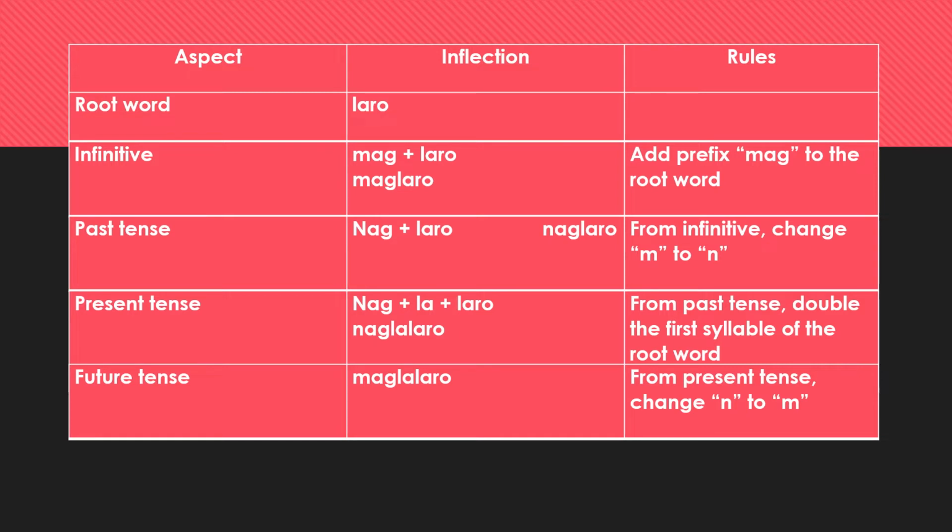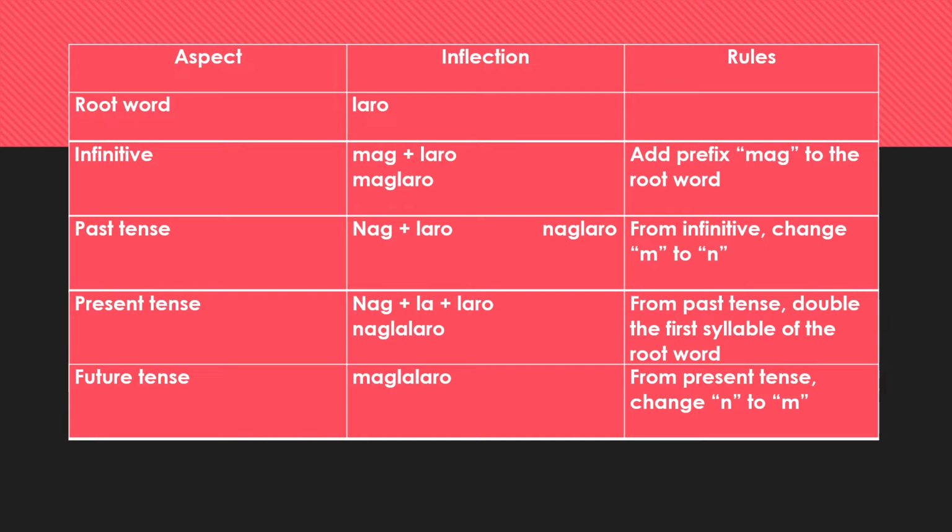Isn't it simple? Okay, so let's review. The root word is laro. The rule for the infinitive: you just add the mag prefix to the root word, so it becomes maglaro. For the past tense, you have to change M to N, and so it becomes naglaro. For the present tense, you have to double the first syllable, so naglalaro. And for the future tense, you have to change the N to M. So nag becomes mag: maglalaro. Okay, did you get it?